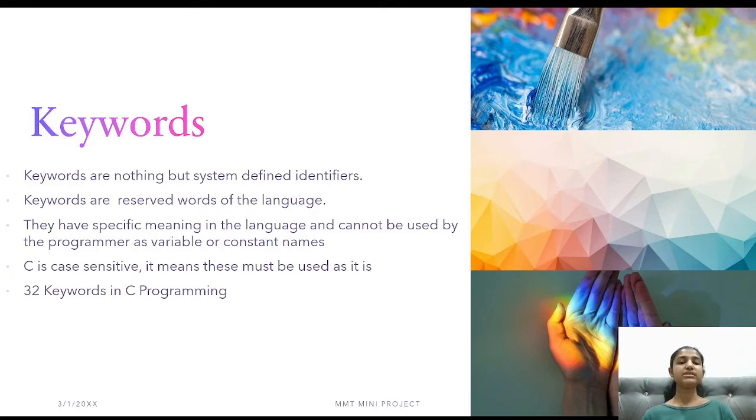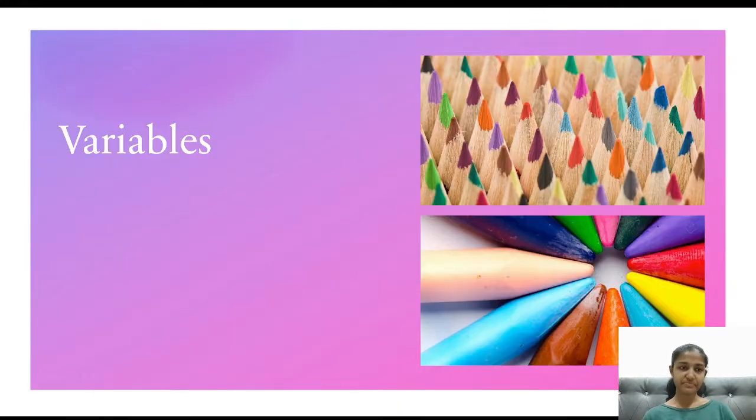Keywords are nothing but system defined identifiers. Keywords are reserved words of the language. They have specific meaning in the language and cannot be used by the programmer as a variable or constant names. C is case sensitive. It means it must be used as it is. There are 32 keywords in C program.